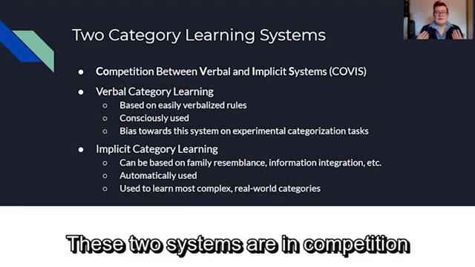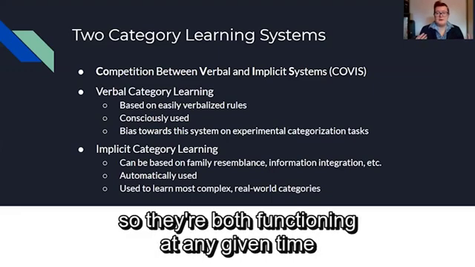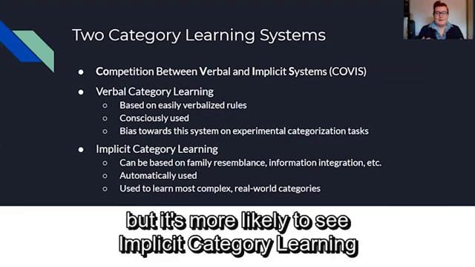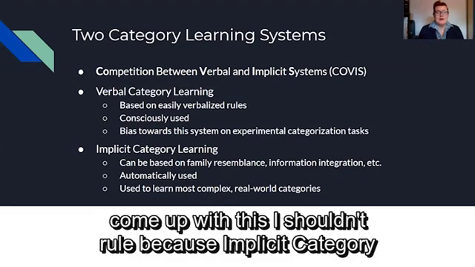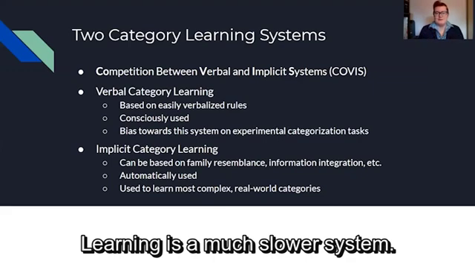These two systems are in competition, so they're both functioning at any given time, but it's more likely to see implicit category learning after the verbal category learning has already failed to come up with a sufficient rule, because implicit category learning is a much slower system.